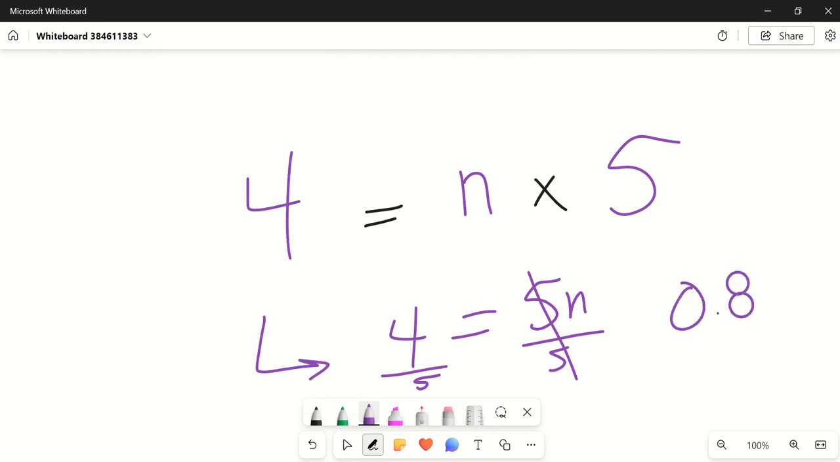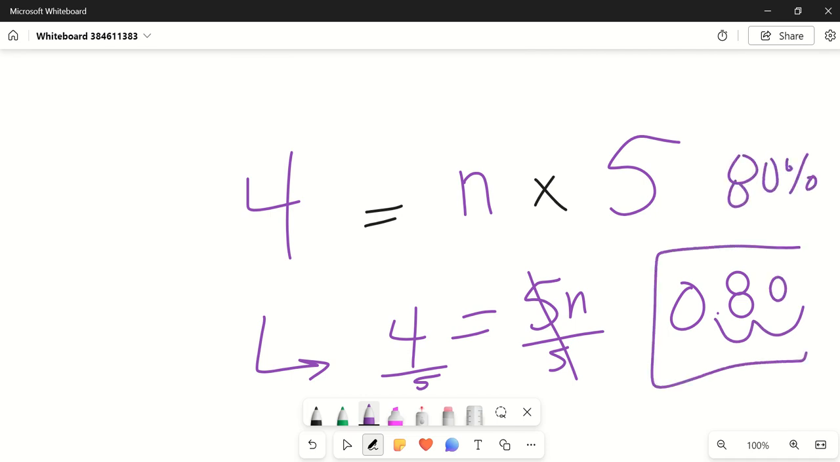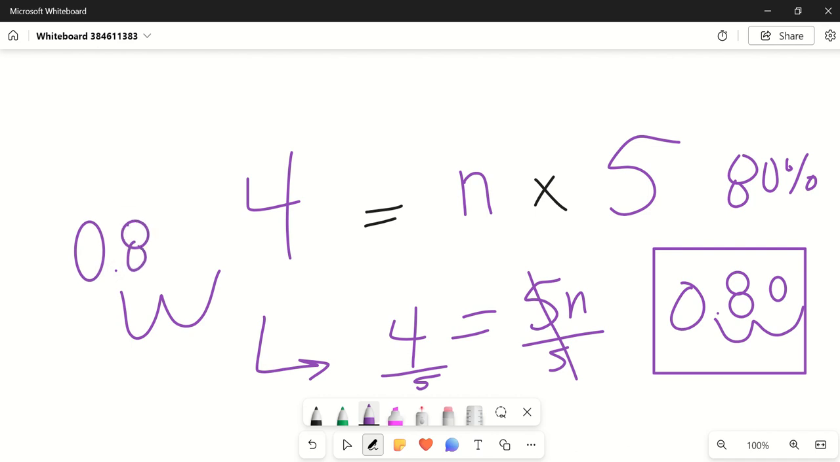Now, as a decimal, I'd have to jump this twice over so that I can say that it is 80%. That is the big difference here, is that when you divide these, you're going to get a decimal answer, and you're going to want to jump twice to the right. So instead of 0.8, you're going to want to jump 1, 2, and you'll make it 80%. 4 is 80% of 5.